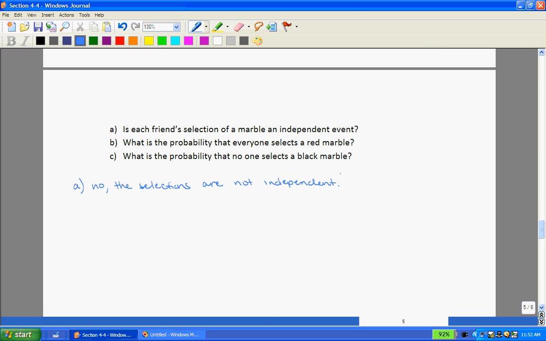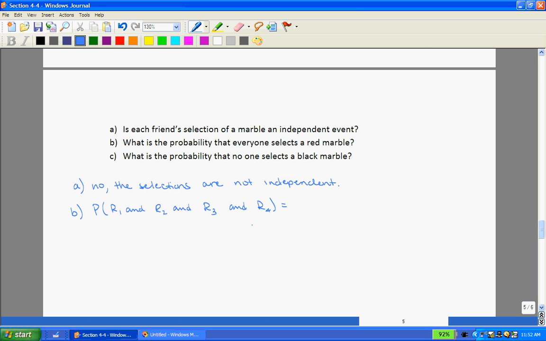Okay, B, what is the probability that everyone selects a red marble? Now before, with an independent event, all we had to do was figure out what the probability was to select a red marble for anybody, and we were able to duplicate that for everyone. But here it's going to be a little bit different. So I want the probability, well, we know what we're finding. We're saying the first person finds red and the second person red. That part's the same, the notation rather, and the fourth person.